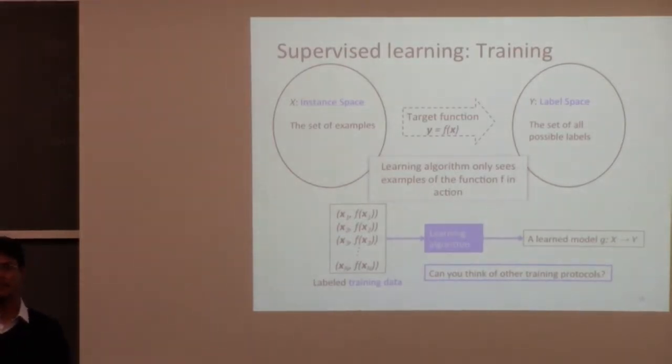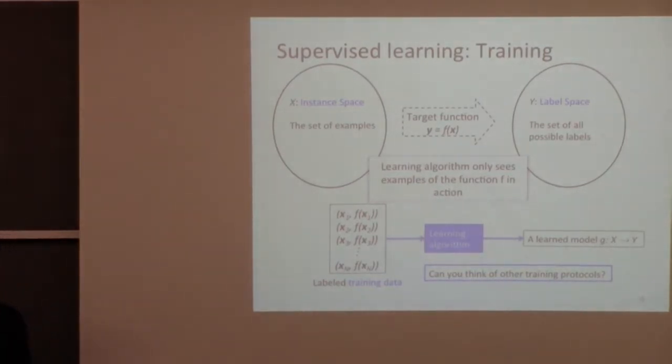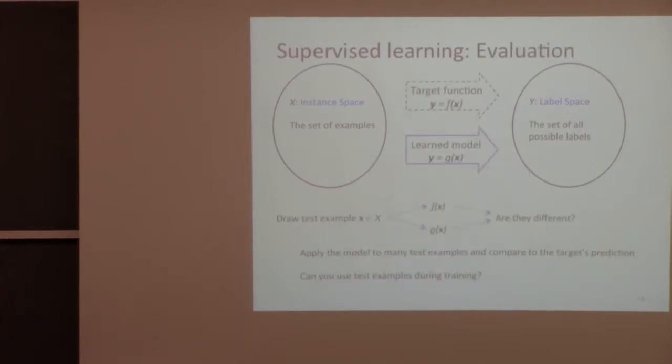Once you've finished learning, let's say you have a model, g. g could be, for example, this function that says if the second character is a vowel, then it's a plus. And the same questions that I asked before show up. How do you know it's good? And that's really the point of evaluation. In evaluation, you have two functions now. You have a target function, f, and a learned model, g.